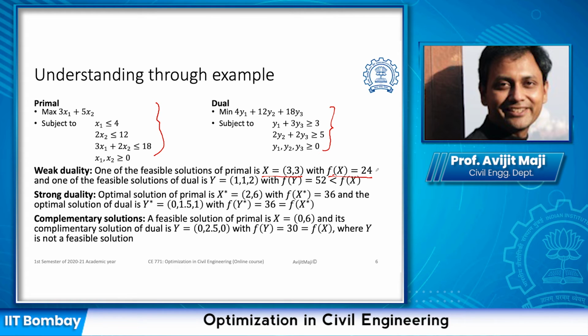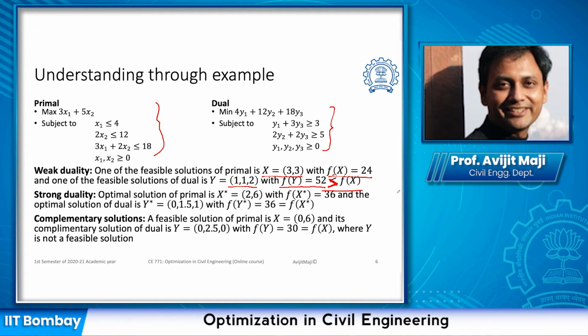And if we want to find a feasible solution in the dual problem, that solution is 1, 1, 2, which is y1 equal to 1, y2 equal to 1, and y3 equal to 2, which satisfies all the constraints. Of course, it is not the optimum solution. If we find the objective function value, we see that it is 52. In this case, as per the weak duality, it is greater than the objective function value of the primal problem. This is what we see here.